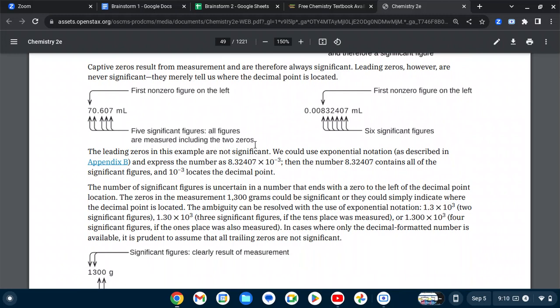The number of significant figures is uncertain in a number that ends with a 0 to the left of the decimal point location. The zeros in the measurement, 1,300 grams, could be significant, or they could simply indicate where the decimal point is located. The ambiguity can be resolved with the use of exponential notation: 1.3 times 10 to the 3, 1.30 times 10 to the 3, or 1.300 times 10 to the 3. In a case where only the decimal formatted number is available, it is prudent to assume that all trailing zeros are not significant.